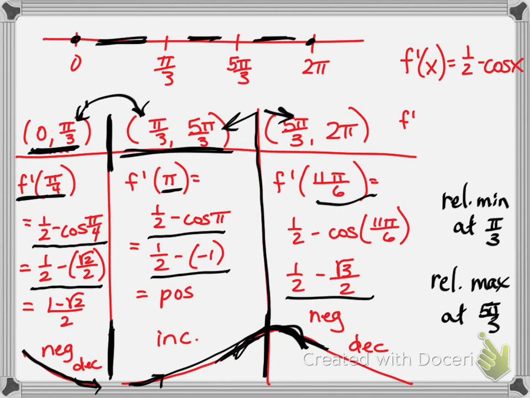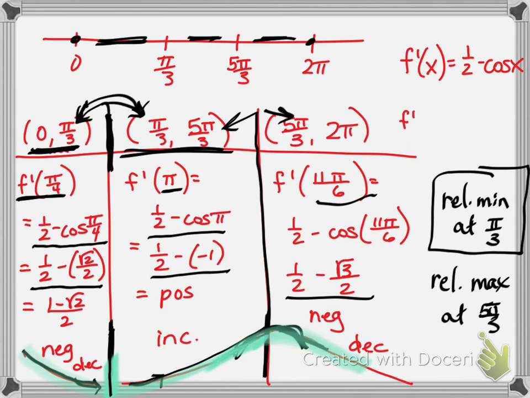They asked us where our relative minimums and our maximums are. That's where these curves are so important. So I've got decreasing to increasing. So this value right here, that's my min. If you follow that up to the top, that was pi over 3, where we changed from decreasing to increasing. So we have a relative min at pi over 3. And then on this side, we go from increasing to decreasing, and that happens right here at 5 pi over 3. So that's our max. So we have a relative max at 5 pi over 3.